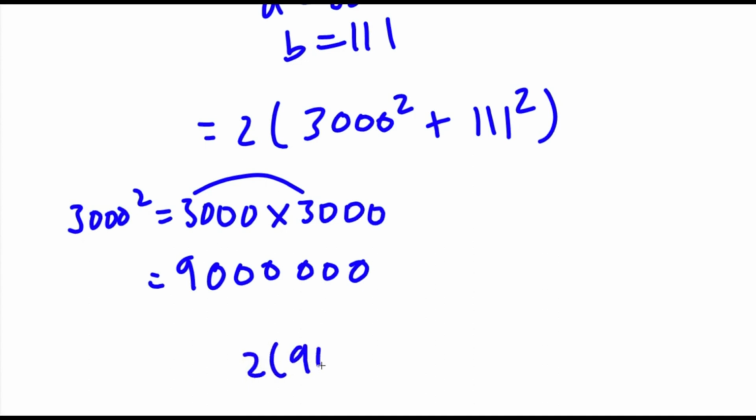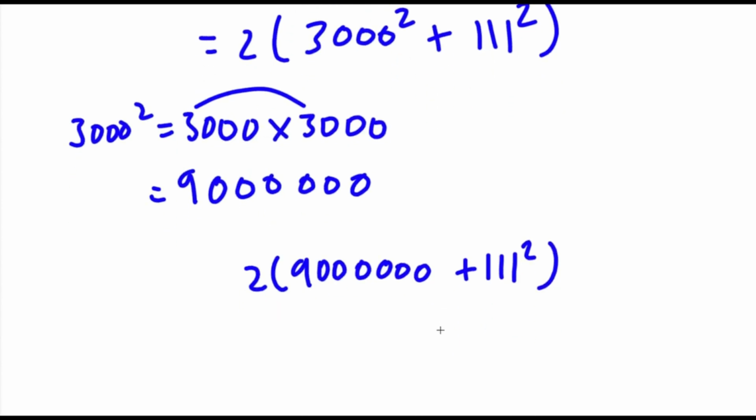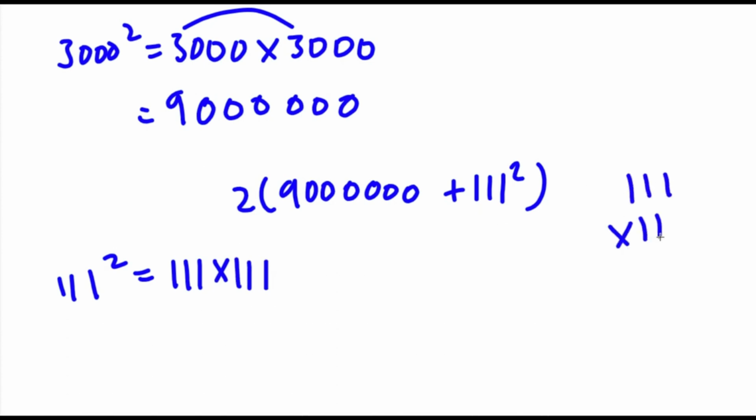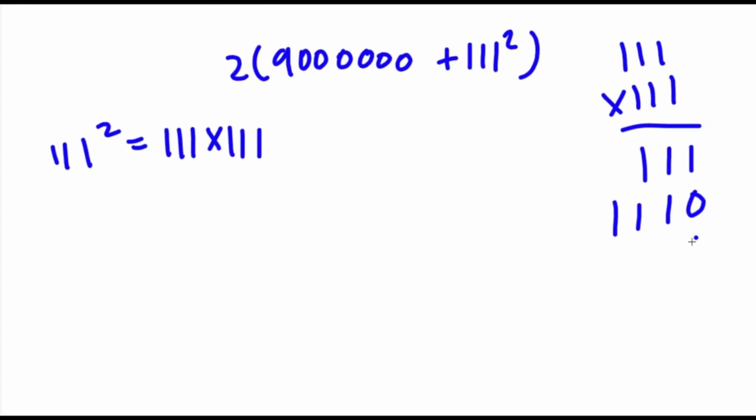So now I have 2 times (9 million plus 111 squared). Now for 111 squared, this is equal to 111 times 111. Now, if we try to do this, 1 times 1 is 1, 1, 1, and so on. So I have 1, 2, 3, 2, 1, which is our answer.